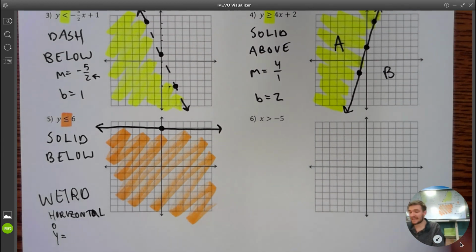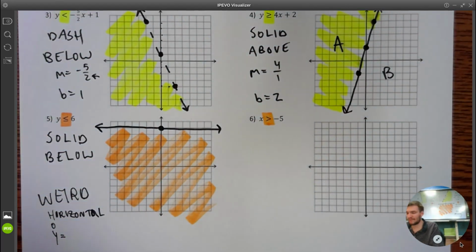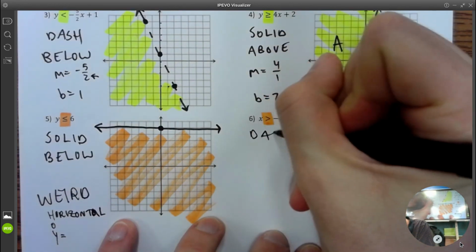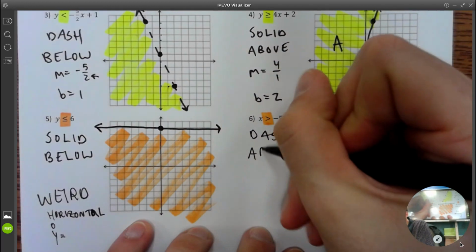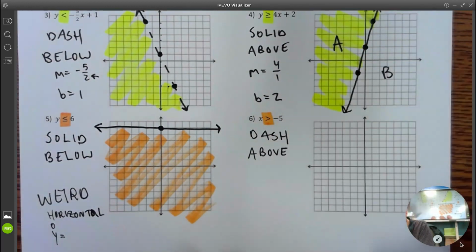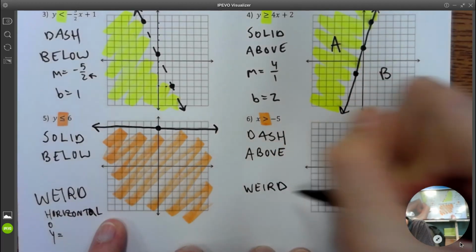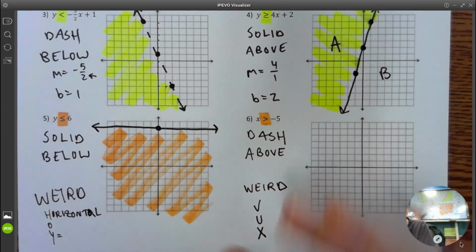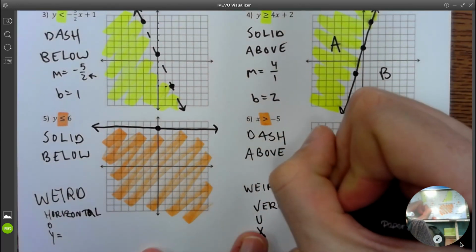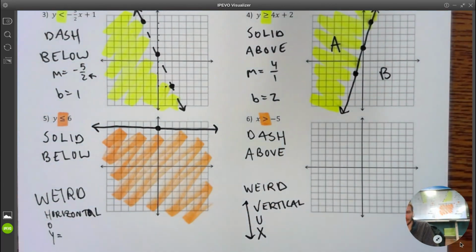Then we've got the second one here. I'm dealing with a greater than symbol. No equal sign. That means it's going to be a dashed line. It's a greater than. That means above. Again, I see that this is a weird graph because it is an x-only graph. That reminds me it's going to be a VUX graph, where VUX means vertical, which means that my line is going to be going straight up and down like that.